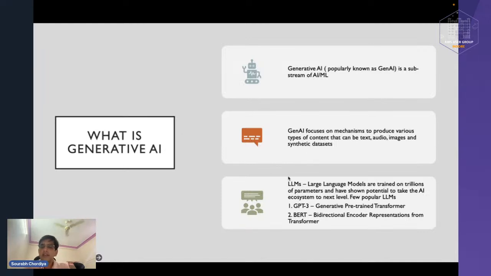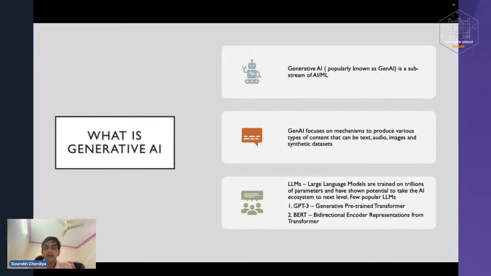The next term that you would have heard a lot, which is what I wanted to deep dive on, is LLM, large language model. They are basically trained on trillions of parameters. Now what are parameters? I'll come to that in the next slide. But they are trained on millions of parameters, and because of the scale they have been trained on, there were models even before this, but it is now taking this whole AI ecosystem to the next level.